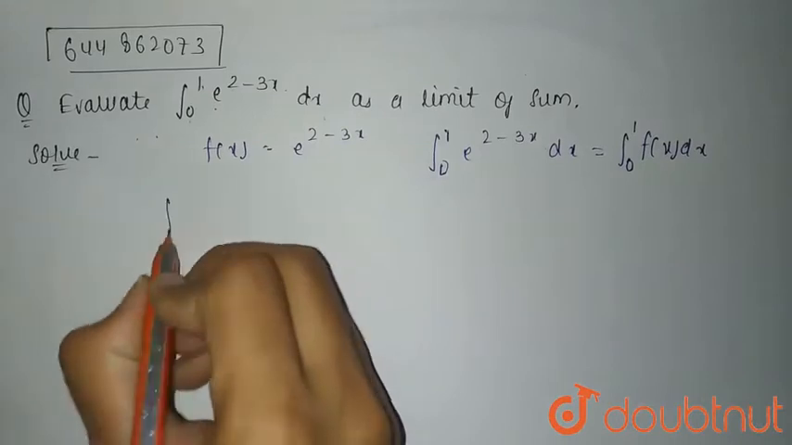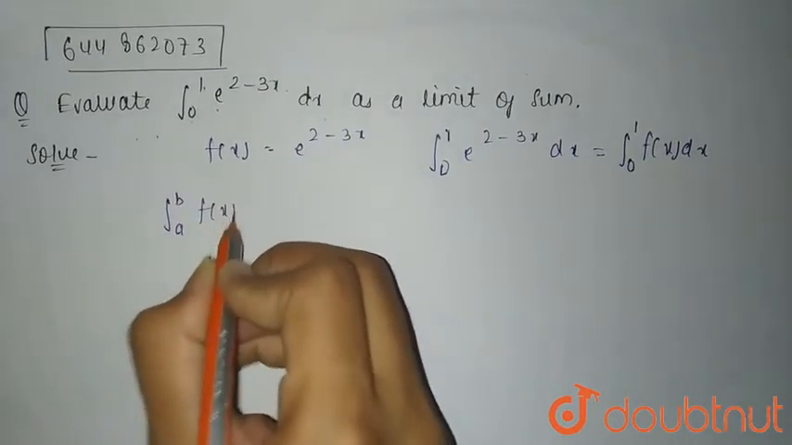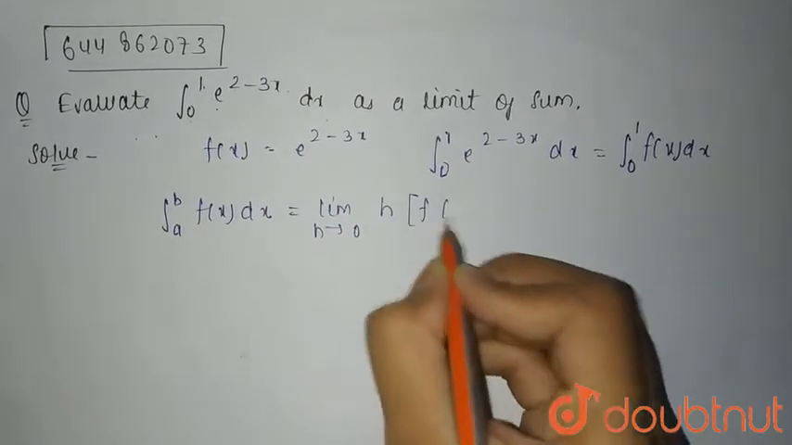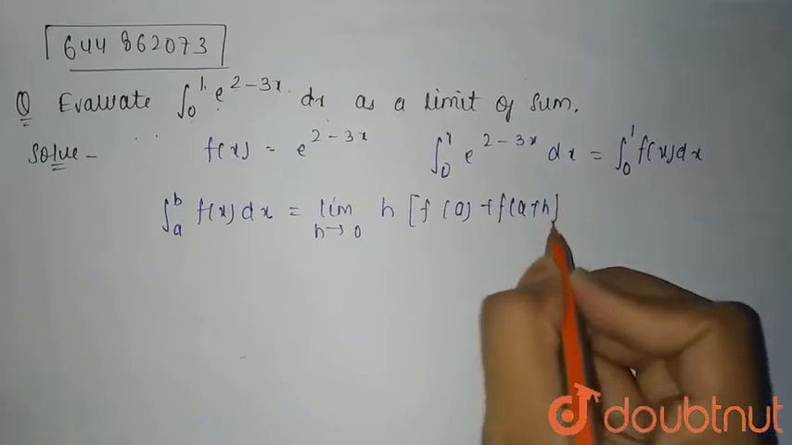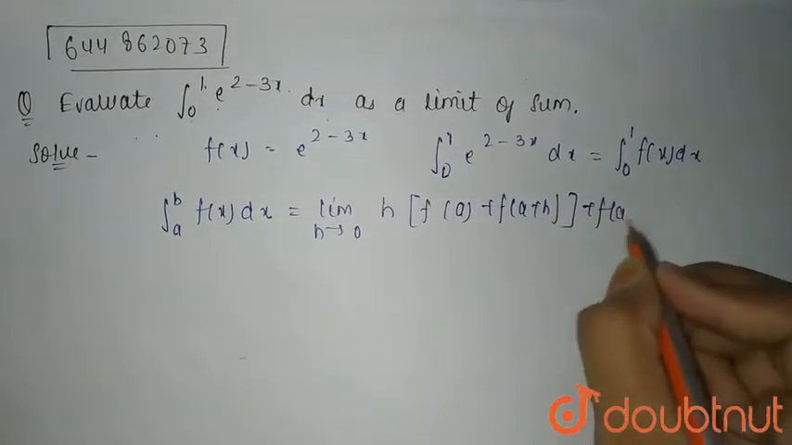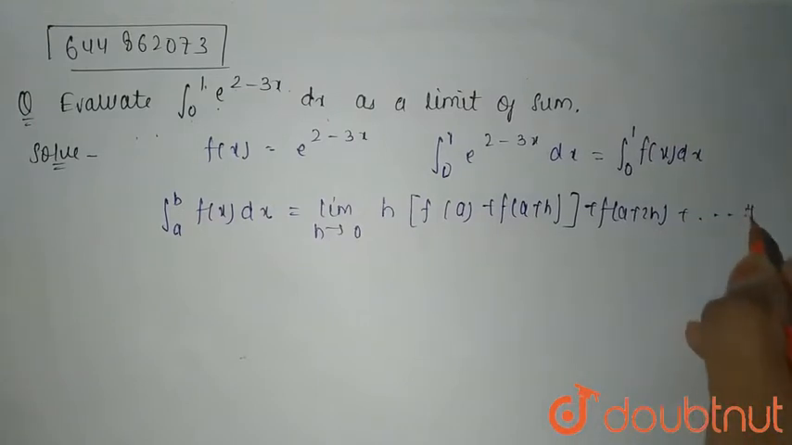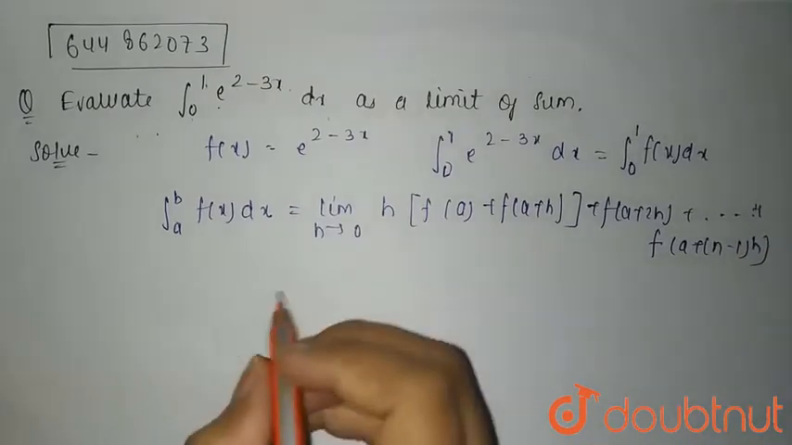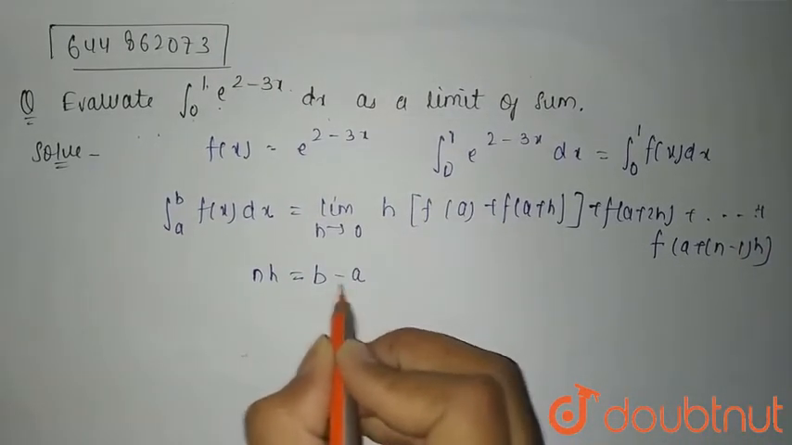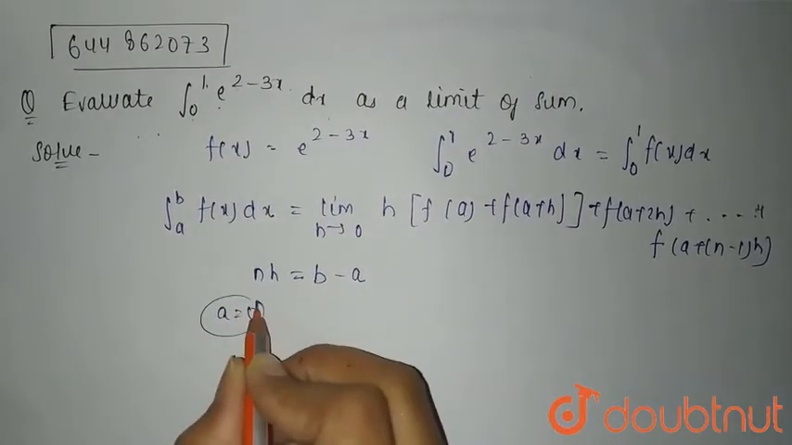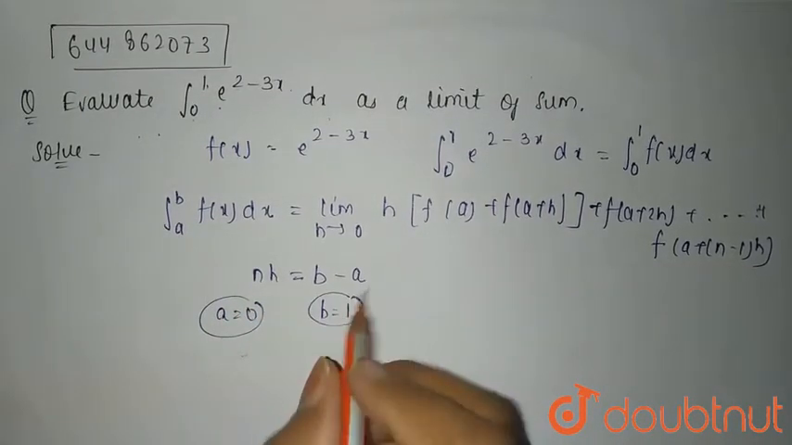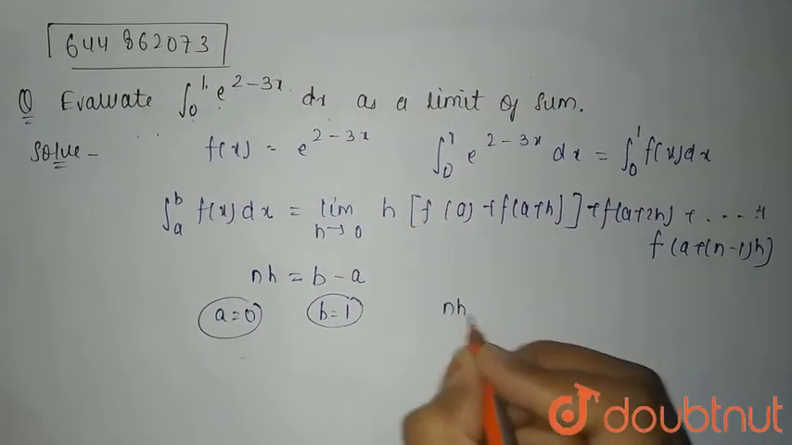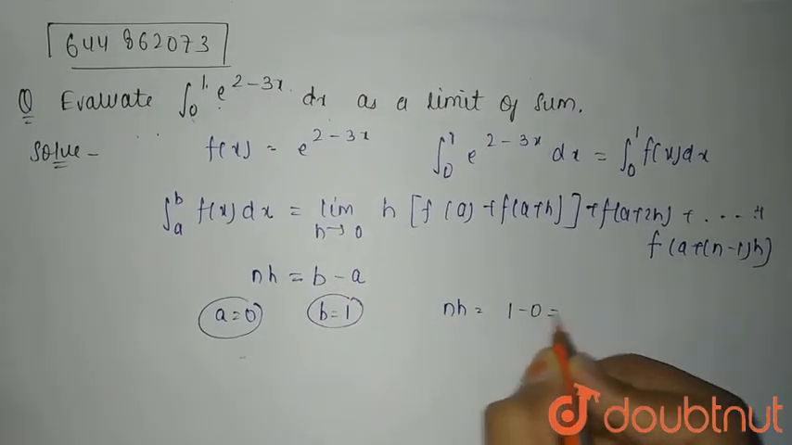So we know that for a limit from a to b, the integral of f(x) dx equals the limit as h tends to 0 of h times [f(a) plus f(a plus h) plus f(a plus 2h) and so on up to f(a plus (n minus 1)h)], where nh is b minus a. So here a is 0 and b is 1, and nh is b minus a, that is 1 minus 0, which is just 1.